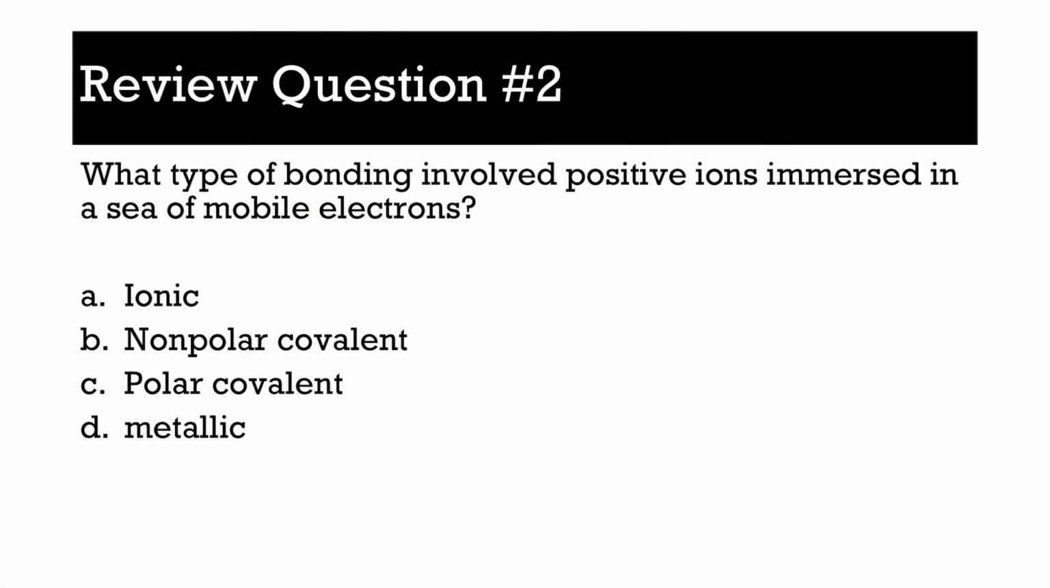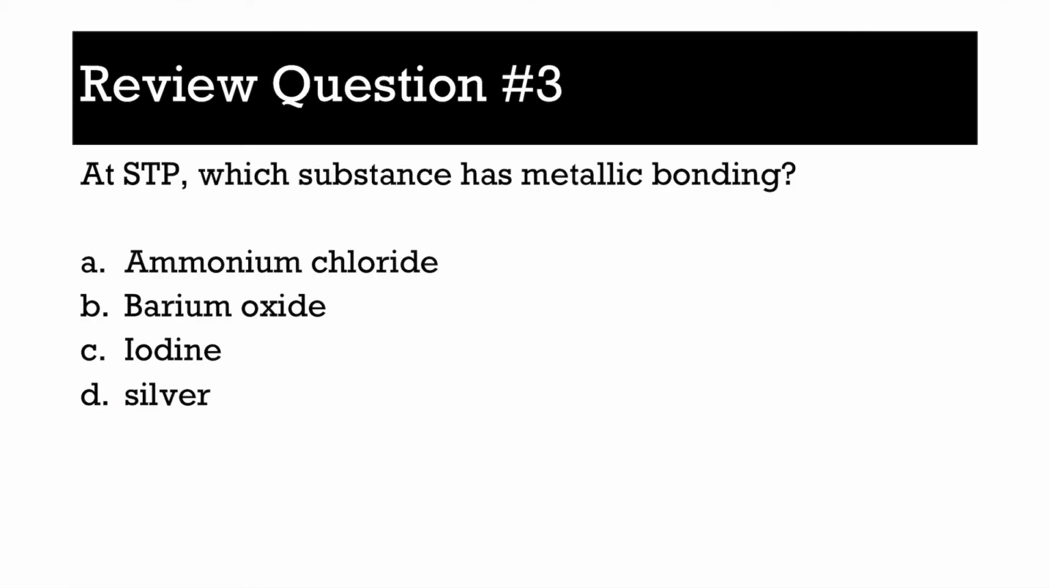Okay, review question number 2. What type of bond involves positive ions immersed in a sea of mobile electrons? So again, sea of mobile electrons, this phrase, it's not something I made up, it's something the Regents uses as well. The sea of mobile electrons is metallic bonds. That is, again, one of the main parts of it, and the answer is literally like 90% of the questions.